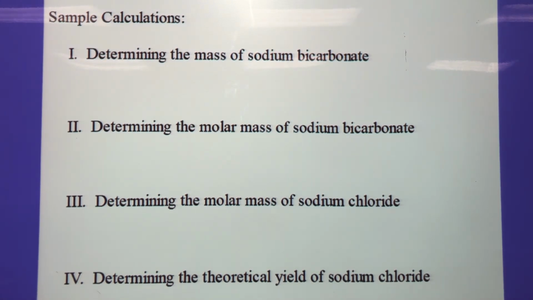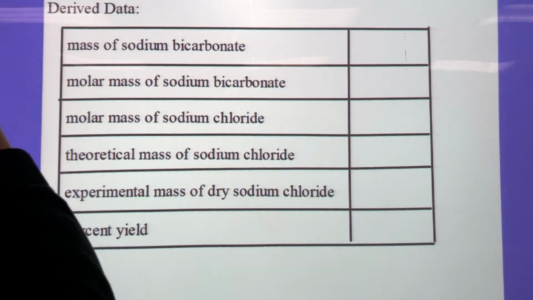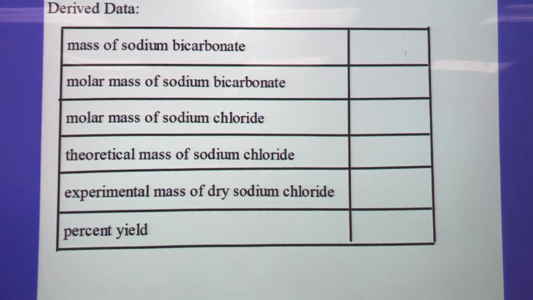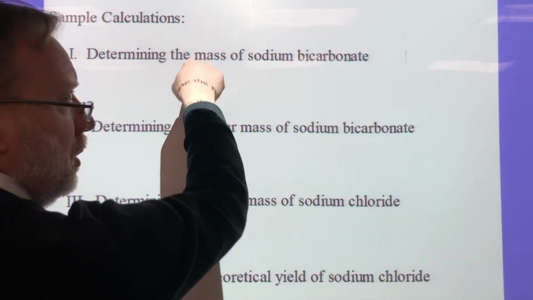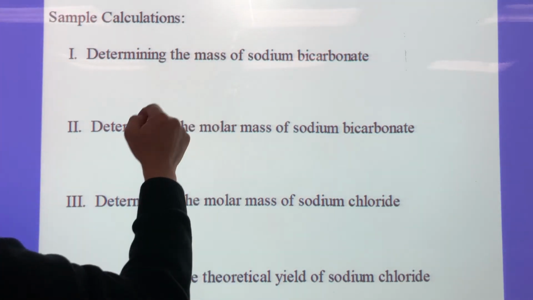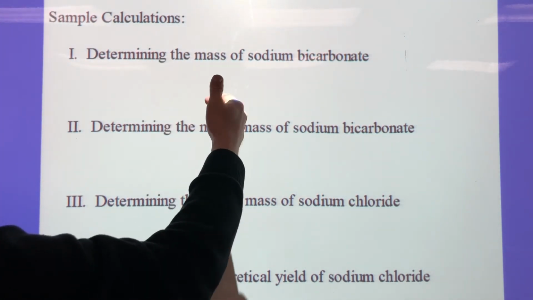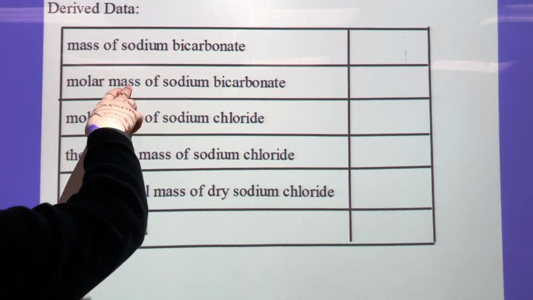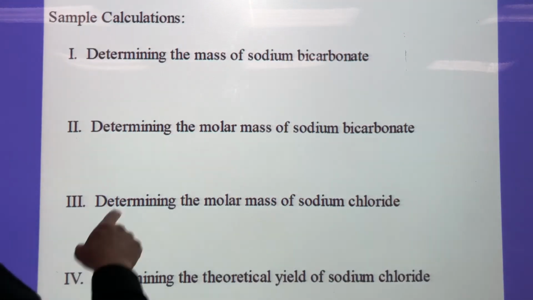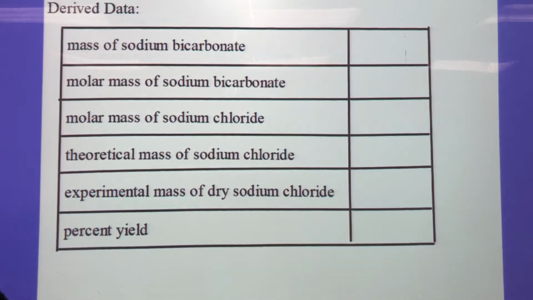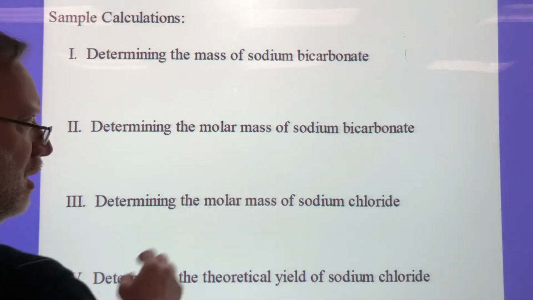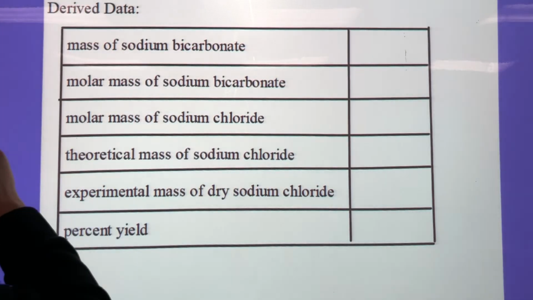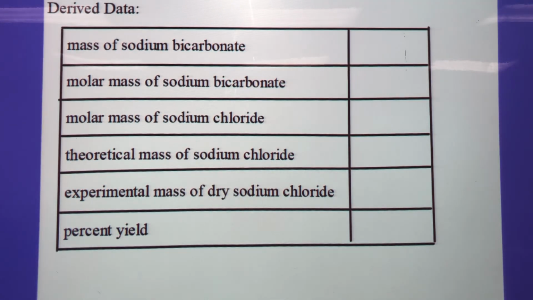Got a little bit of time. So you can use this before and after the lab. When you go to do the mass of sodium bicarbonate, you subtract the two masses. Word equation, symbol equation, substitute in numbers, and solve. Do the molar mass of sodium bicarbonate. Just add them up. You don't need all the steps of the sample calculations there. Molar mass of sodium chloride. Just add them up. You don't need to do all the steps that time either. Theoretical mass of sodium chloride. Oh, that one you're going to have all the steps.